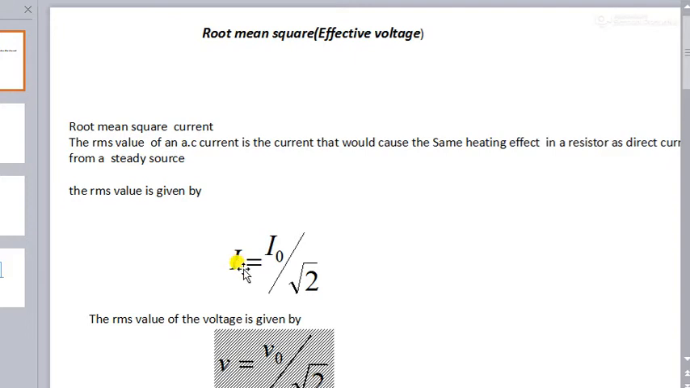So this one is I RMS, the root mean square current, which is the effective current that will flow through a resistor, causing heating to happen, and is given as the peak current divided by the square root of 2. Similarly, the peak voltage is V naught, while the RMS voltage is V naught over root 2. So these are the simple equations that represent the effective current of an alternating circuit system.